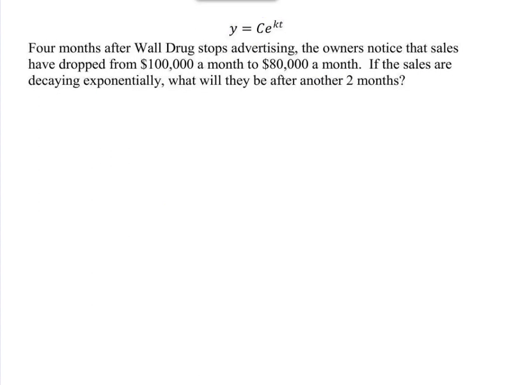So Wall Drug stops advertising. 4 months after they stop advertising, the owner notices that the sales have dropped from $100,000 a month to $80,000 a month. If the sales are decaying exponentially, what will they be after another 2 months?